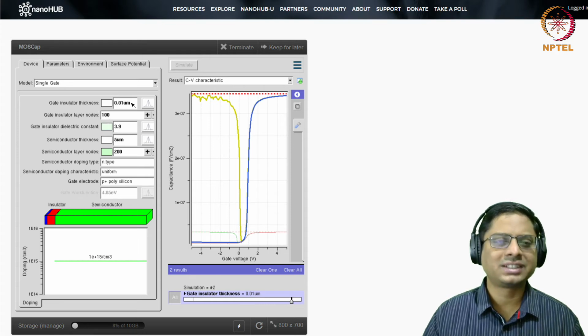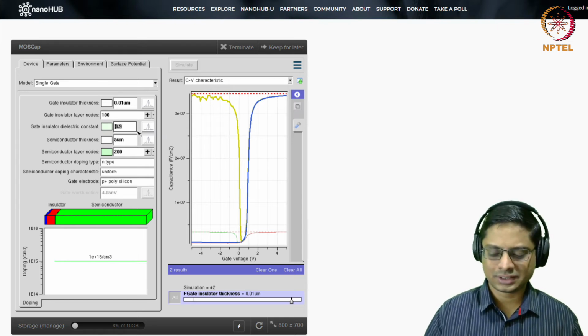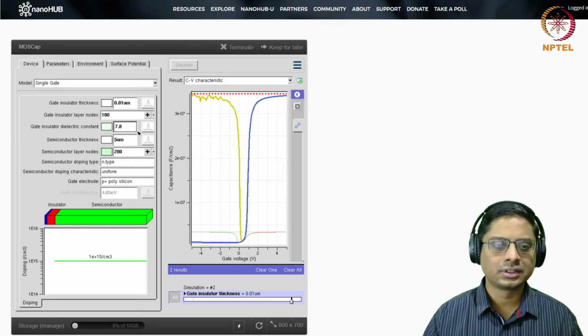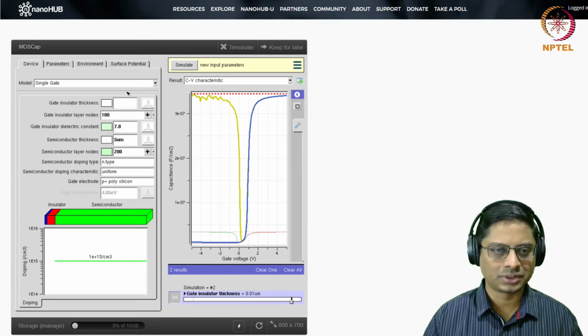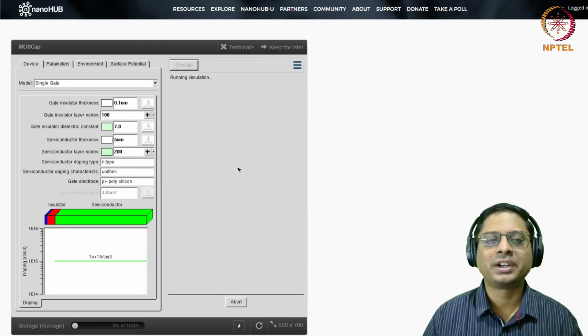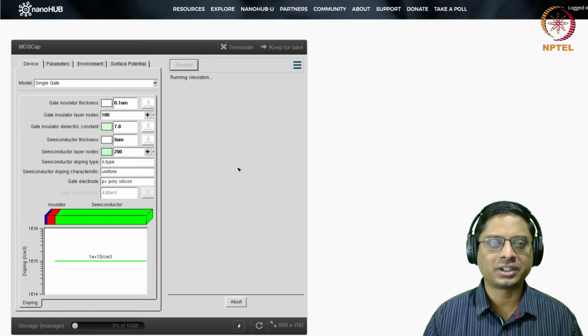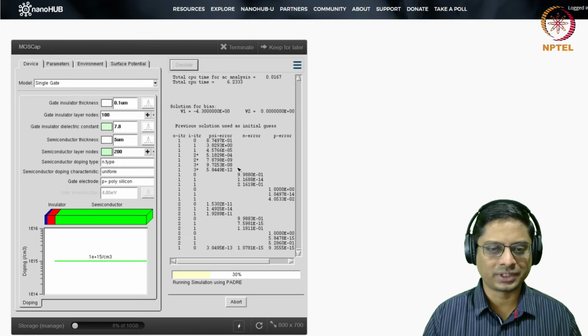Now, let's say I have a lot of leakage which I want to decrease. What I could do is simply increase this, let's say I'll make it twice, 7.8. So if I run this, and I'll go back to 0.1. Essentially, I'm now having a better or enhanced gate capacitance, right? So I should get a better control on the inversion charge. You will see the difference in a moment.